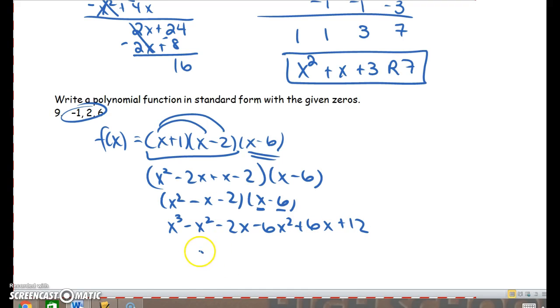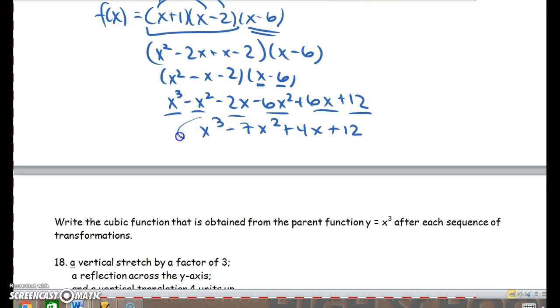Last thing we're going to do is combine our like terms. So x cubed, that takes care of that one. Our x squared, so we have negative 1 and negative 6, so that gives us negative 7x squared. Combine these, we get plus 4x. And then our last one, we have 12. So now this is the polynomial in standard form. This original one was the polynomial in factored form. So this is our final answer.